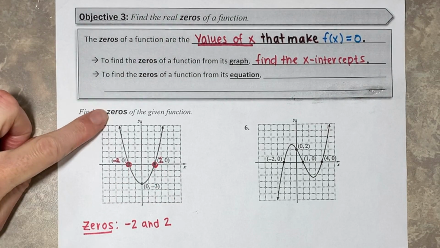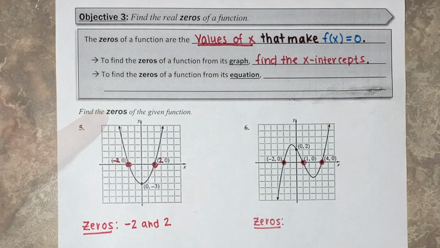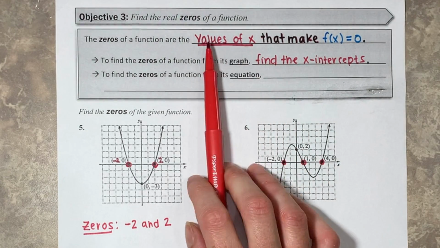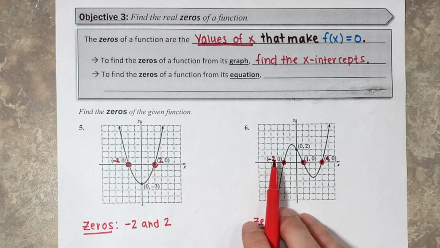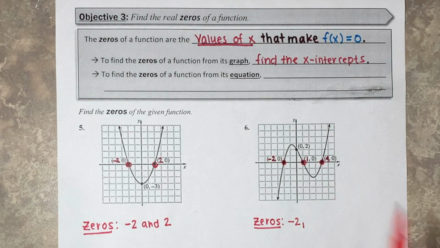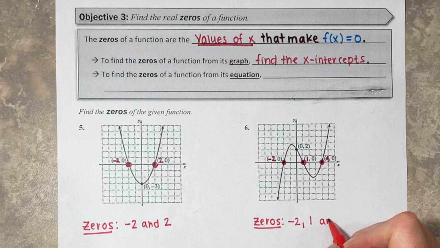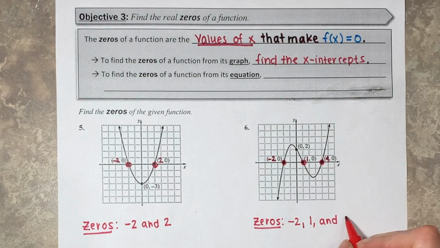Next, let's find the zeros of this graph. Again, the zeros just mean the x-intercepts. So the zeros of this graph are here, here, and here. But remember, for zeros, we're only looking for the x value of your x-intercept. So the 0, or the x value of this x-intercept, is -2. The 0, or the x value of this x-intercept, is 1. And the 0, or in other words, the x value of this x-intercept, is 4.